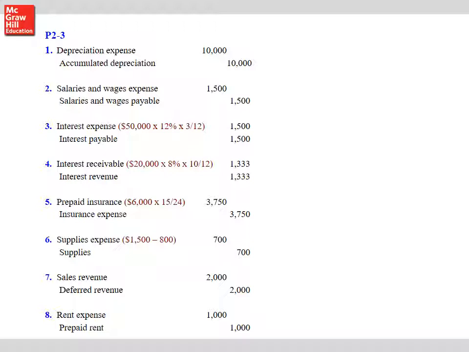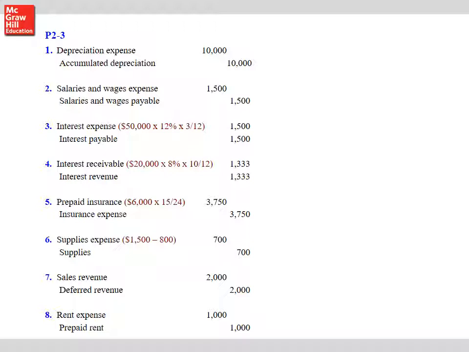Debit depreciation expense and credit accumulated depreciation. Employee salaries and wages are paid twice a month, on the 22nd for salaries and wages earned from the 1st through the 15th, and then the 7th of the following month for wages from the 16th through the end of the month. Salaries and wages for December 16th through December 31st were $1,500. Well, as of December 31st, this was an expense to the company.